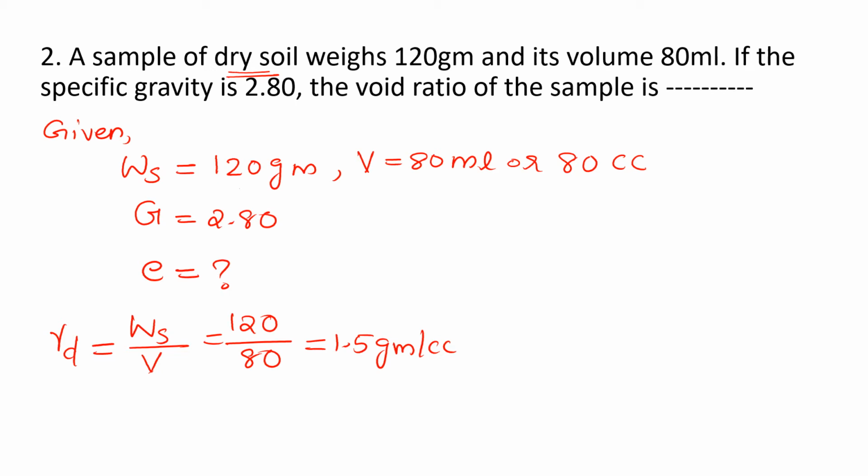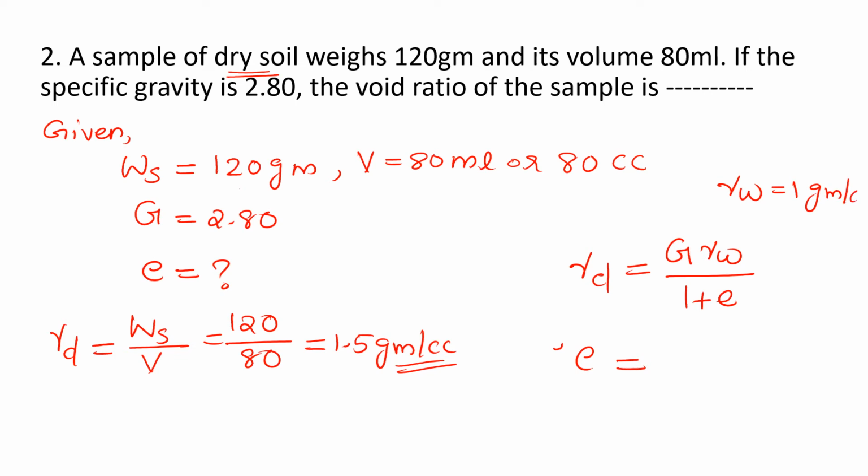And in last class we have derived an equation, that is dry unit weight in terms of void ratio: gamma d is equal to G into gamma w by 1 plus e. We have derived this equation in the last class. So in this we know gamma d, G, gamma w, and we need to find out e. From this equation we can find out e. Substitute all the values, then find out the value of e. Here the unit weight is in gram per cc. So substitute the unit weight of water as 1 gram per cc. In gram per cc, unit weight of water we will consider as 1.